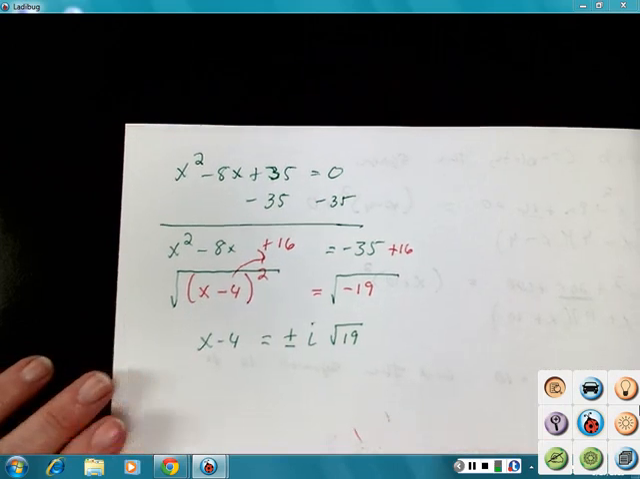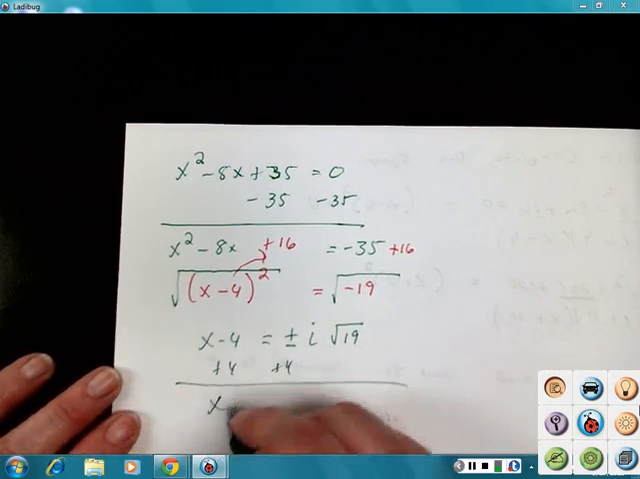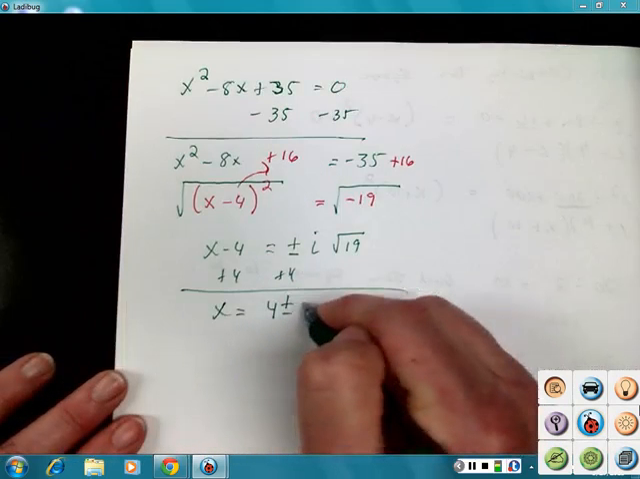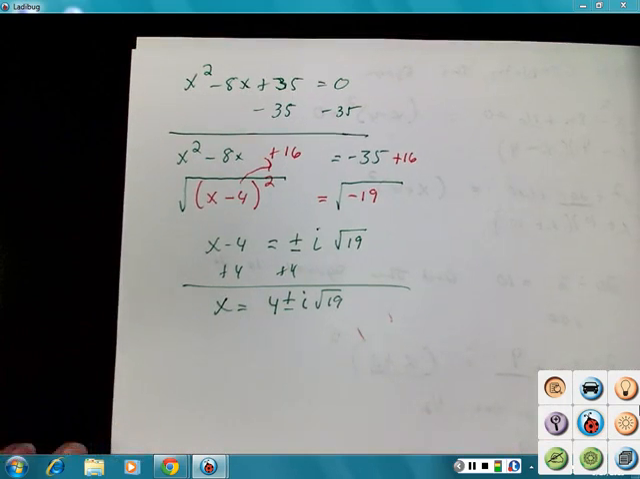And so to finish it off, I'm going to add 4 to both sides. And I find out that x is equal to a positive 4 plus or minus i times the square root of 19. Well, that whole thing is imaginary. It doesn't have an exact solution coming out of it, but that's what I would write for this.